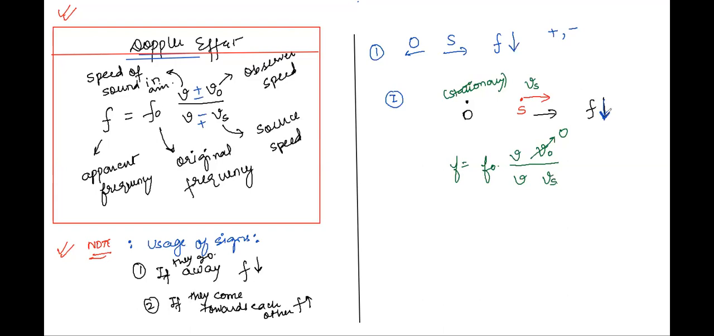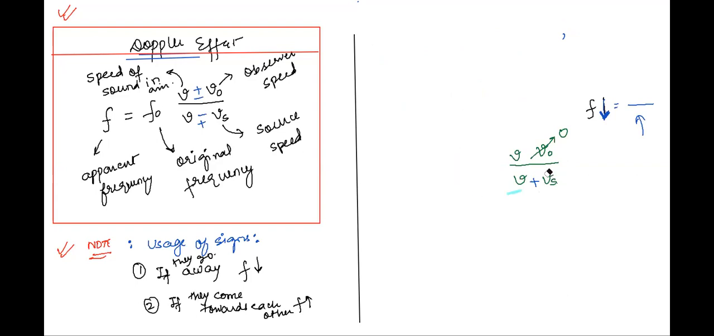Now, in order to make that less than the actual frequency, the denominator has to be higher, right? The denominator has to be larger, correct? Yes, sir. So, in order to make it larger, what should you do? Add to it or subtract from it? Add. I'll repeat this entire condition once again. Just listen.